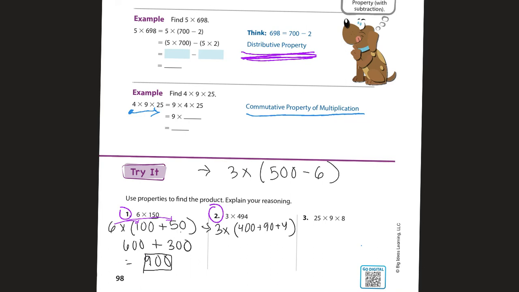So solve for number 2. You can pause the video now and then check to see if you got the same answer. So pause the video.